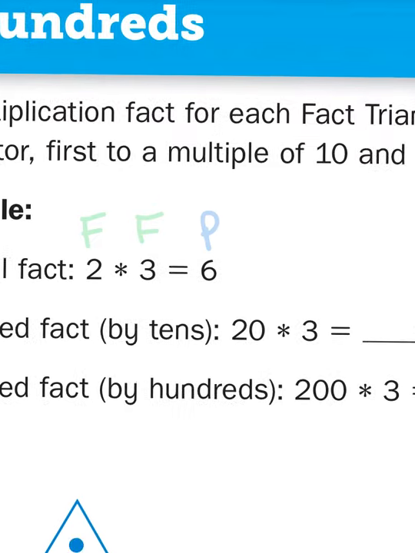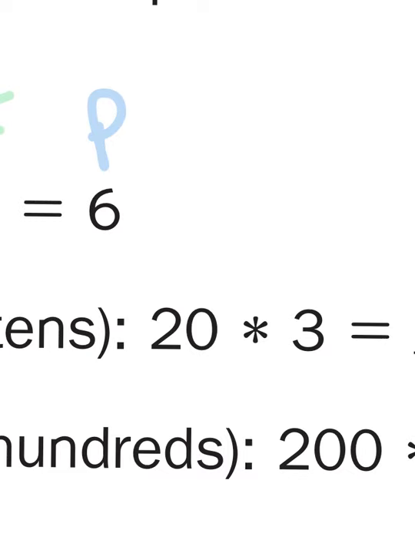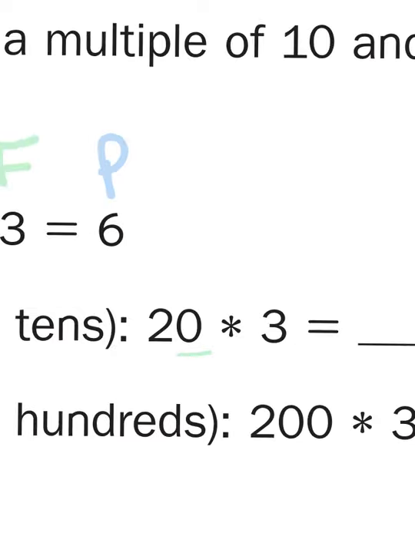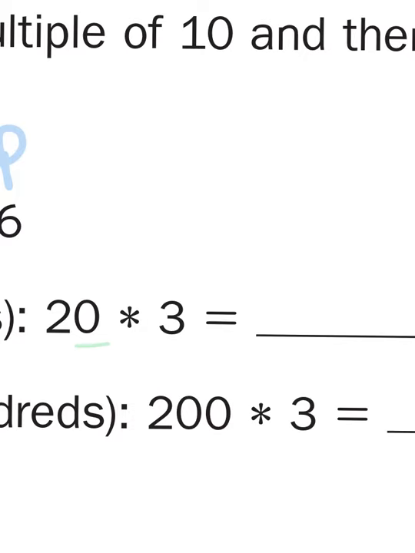But if I add a 0 behind the 2, what that gives me is 2 groups of 10, otherwise known as 20. And when I multiply 20 times 3, I do the same calculations as I would with 2 times 3. 2 times 3 is 6. And in order to solve this problem, I just have to add an extra 0 behind the product of 6, making it 6 tens, otherwise known as 60.